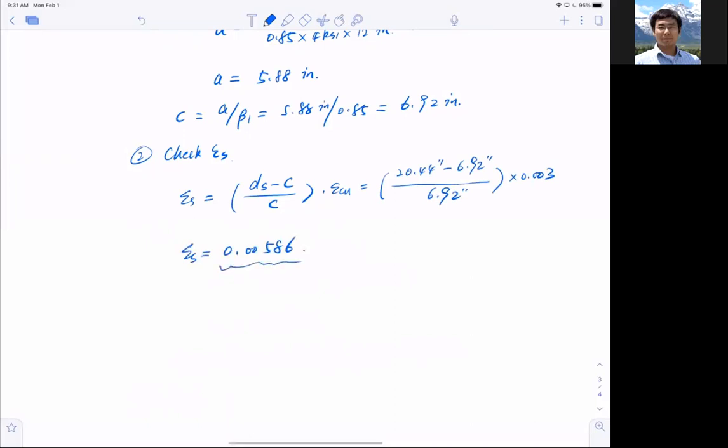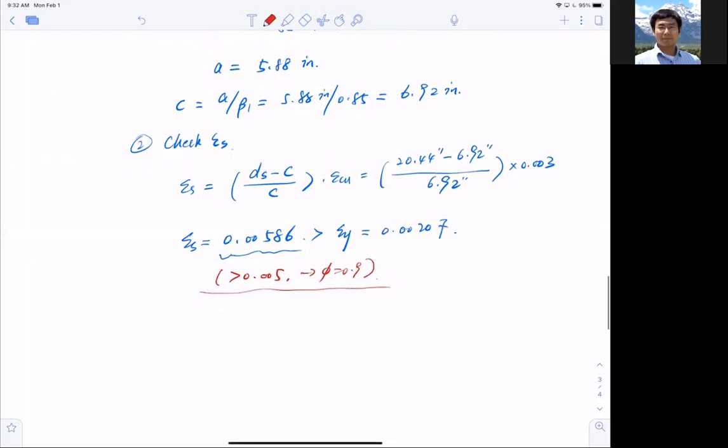Now, I love this number. Why is that? Because this is big, right? This is not only much larger than the yield strain of the bar, which is 0.0207, but back in my mind, I cheered a little bit because I know this is even bigger than 0.005. And why am I so happy? Because I anticipate the phi equal to 0.9, but this remains to be validated, right? I don't know yet. I just have a feeling right here. Gut feeling tells me I'm okay. All right. And you say, why?